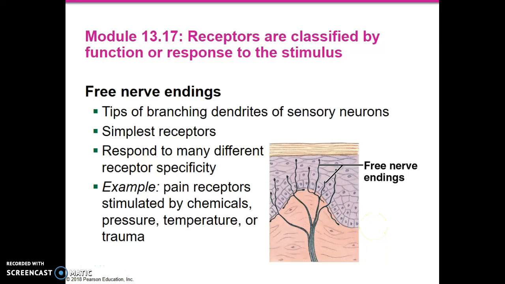The simplest receptor is the free nerve ending. They respond to many different types of stimuli. For example, pain can be stimulated by chemicals, pressure or temperature or trauma.